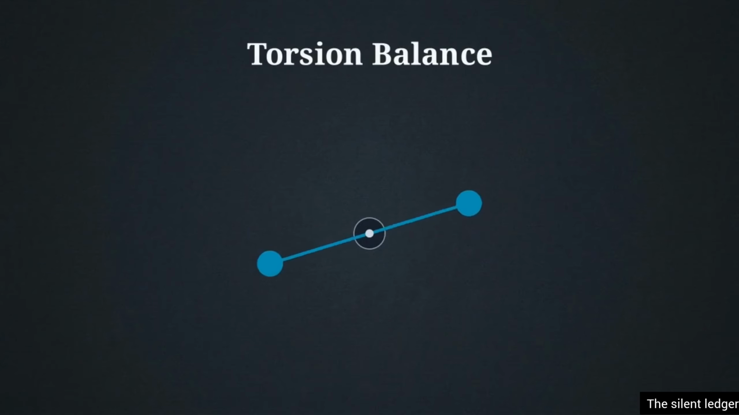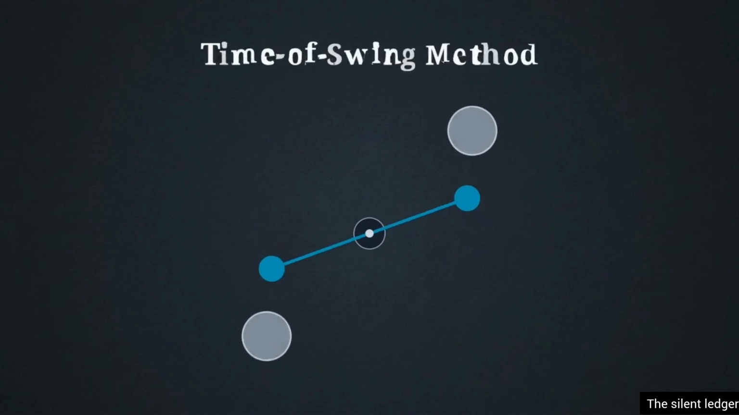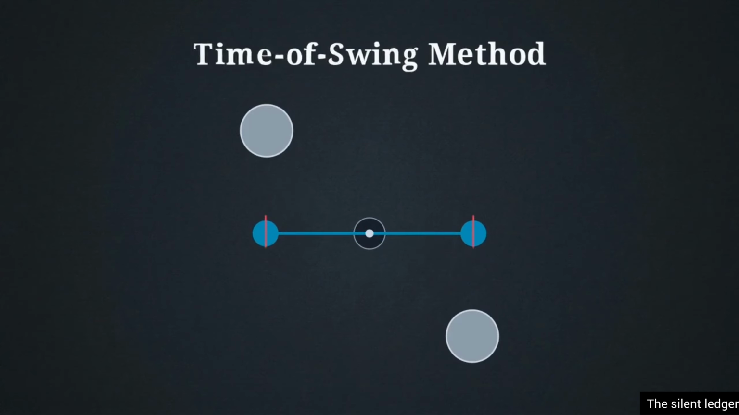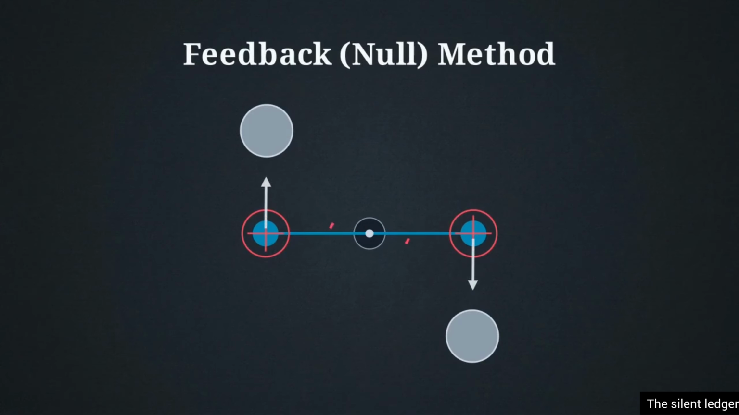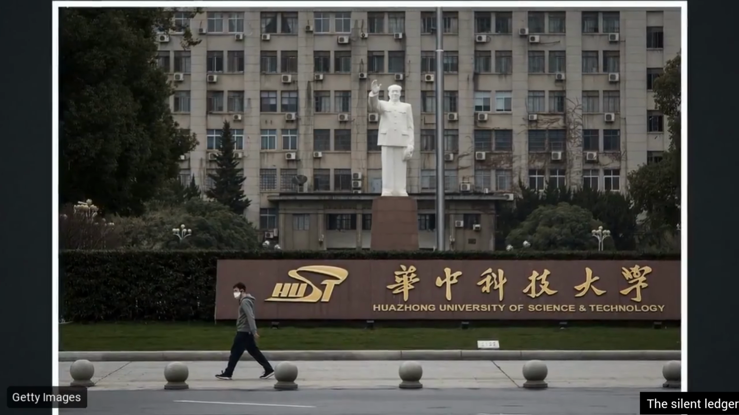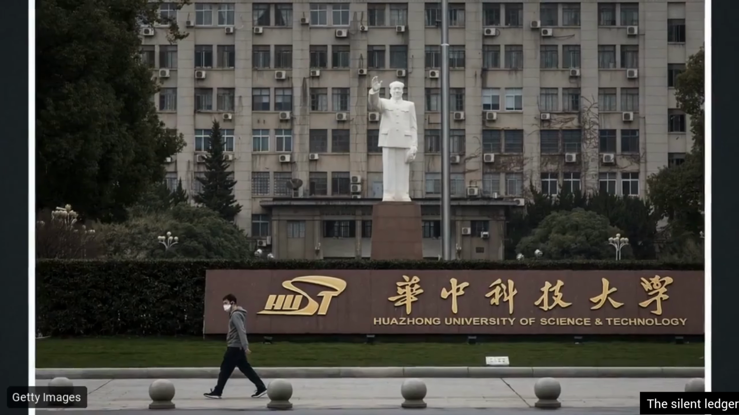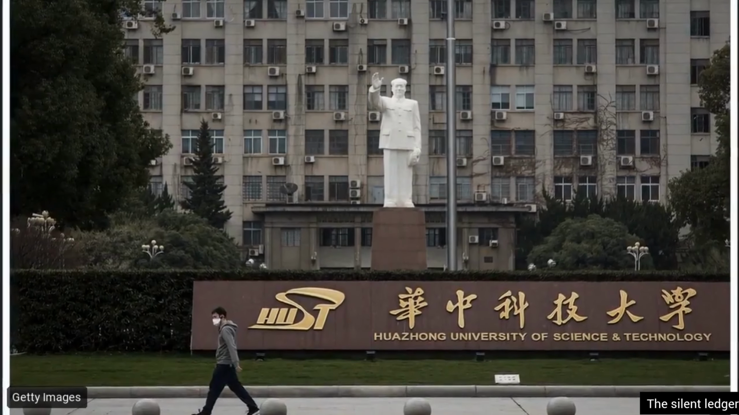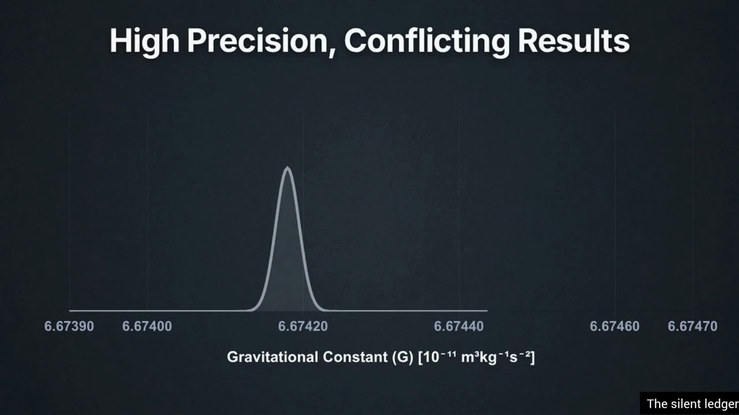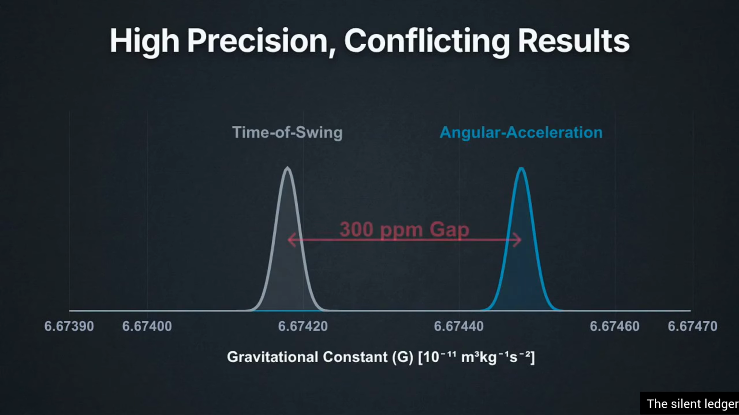To account for these mechanical flaws, researchers use different techniques. Some measure how moving the source masses changes the natural oscillation period of the pendulum. Others use feedback loops to hold the pendulum near a fixed orientation, measuring the exact torque required to oppose the gravitational attraction. Using different methods is intended to expose hidden errors. In 2018, a team at Huazhong University of Science and Technology used 2 different torsion pendulum methods. Both reported very high precision, yet their final values were separated by about 300 parts per million.